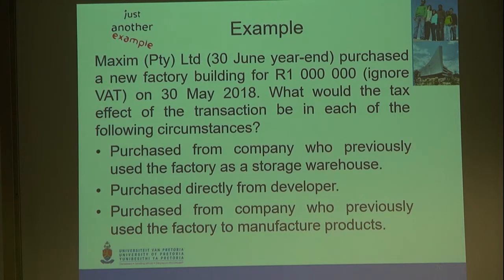No apportionment. I'm simply going to say 1 million rand times 5%, and that 50,000 rand is going to be my allowance every year for the next 20 years. Right, so our buildings are always written off at 5%, which is over 20 years. Okay, so section 13, not difficult. Just check if it is second hand, what the previous owner used it for.